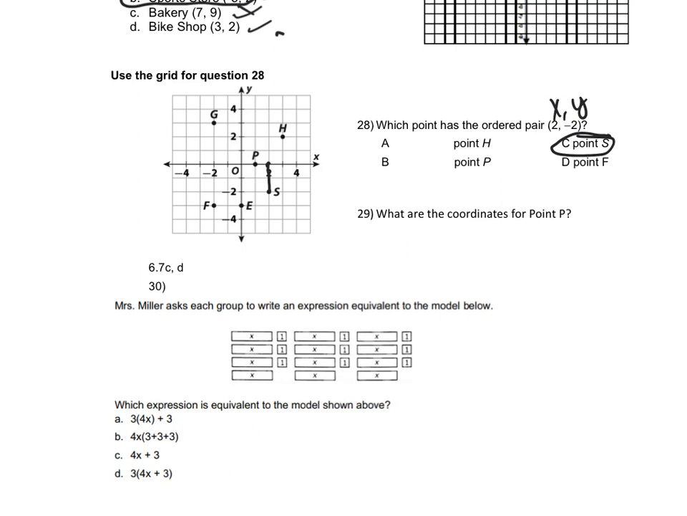What are the coordinates for P? So remember, X and then Y. X you moved over 1, and Y you didn't go up or down, so that's 0.